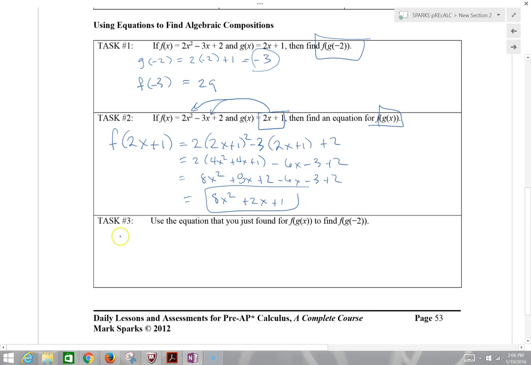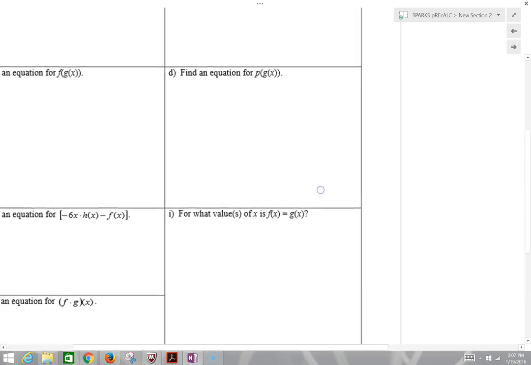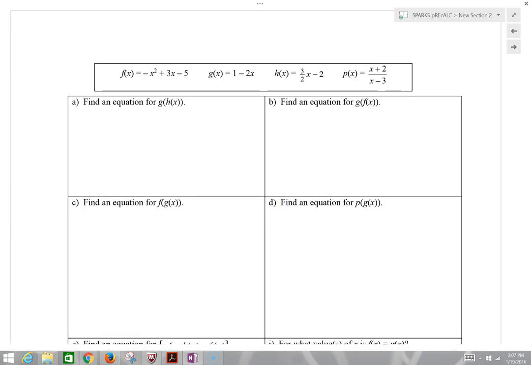So let's verify that that works. We're going to have f of g of x, which we know is equal to 8x squared plus 2x plus 1, and let's see if f of g of negative 2 gives us the same answer we got earlier. So 8 times negative 2 squared plus 2 times negative 2 plus 1. 8 times 4, 32 minus 4 plus 1, which is equal to 29, which is the same thing we got up here.